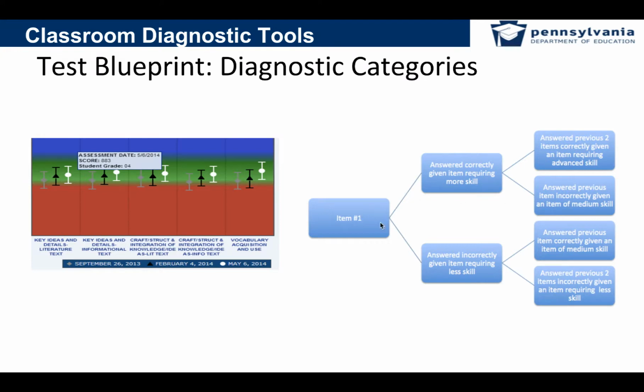And we could even go back to the beginning and say if the first item was incorrect, the next item presented would require less skill. And if that's correct, it could go to a medium skill item. Or if it was incorrect, it could go to an item requiring less skill. It is continuously calibrating student responses and then selecting the next item based on the previous response.